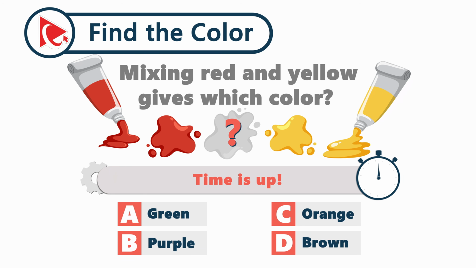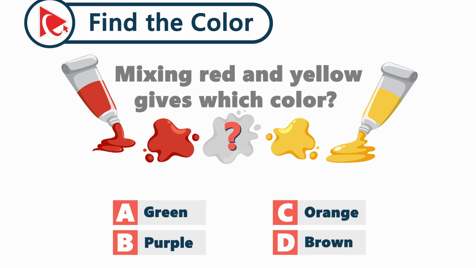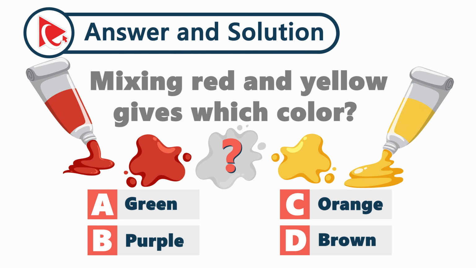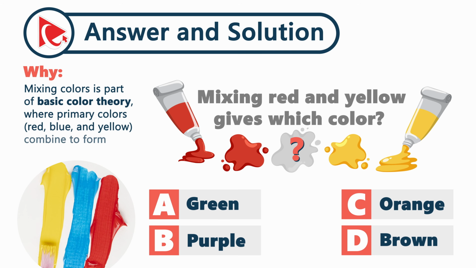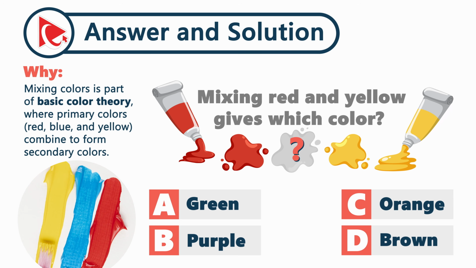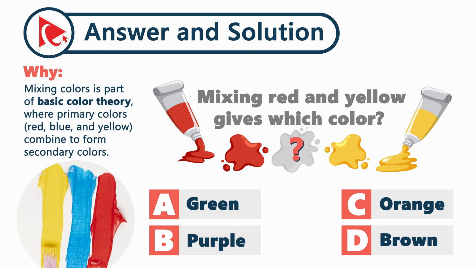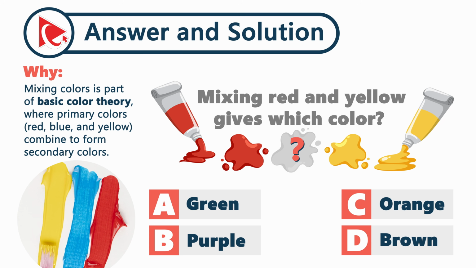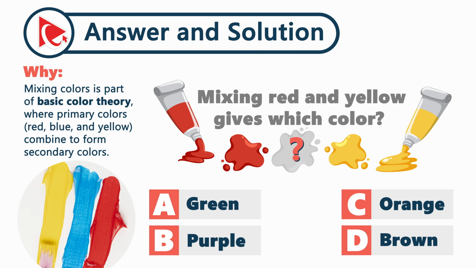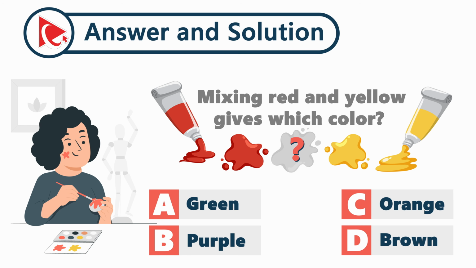Time's up. Do you have your answer ready? I hope so, because the solution here is really simple. As you might already know, mixing colors is part of the basic color theory, where primary colors, red, blue, and yellow, combine to form the secondary colors. A good example of this is how in schools and homes, kids mix primary colors, like red and yellow, in art projects to learn about color creation and developing creative skills.